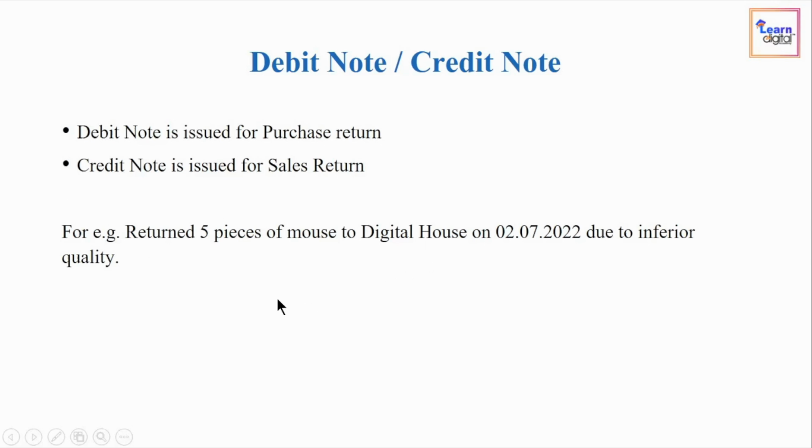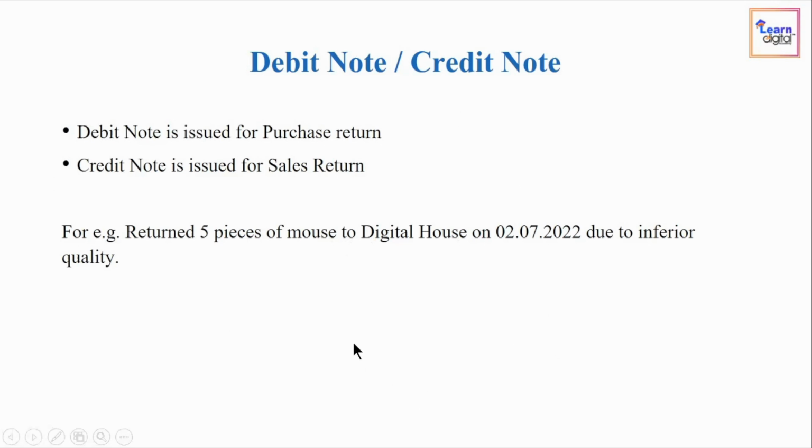So suppose we need to create a debit note for the purchase transaction we have just entered. Just now we purchased 10 HP computers and 10 mouse, right? Out of which we returned 5 pieces of mouse to Digital House on 2nd July. So in the earlier transaction, we purchased the stock, and now we will return 5 pieces of mouse to Digital House.